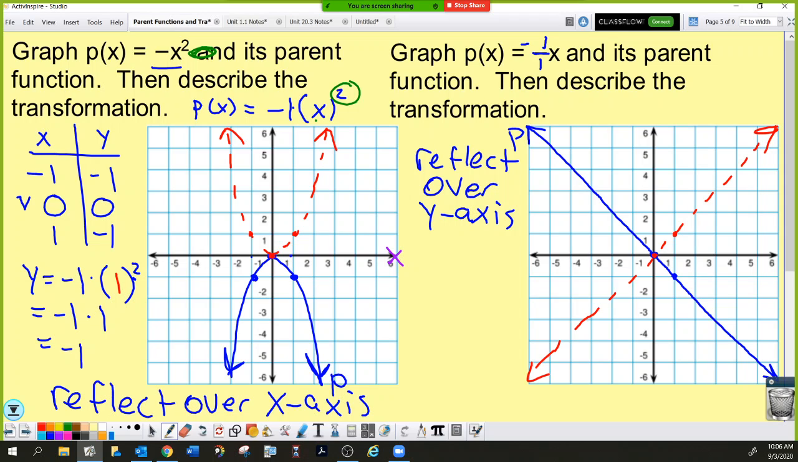Yes, Bryson? The red line was just the parent linear function. So the red dotted line every time is just the parent function. It's a great question. So that's it, guys. What do we think? Good? That's exactly what I'm looking for in the homework, folks.